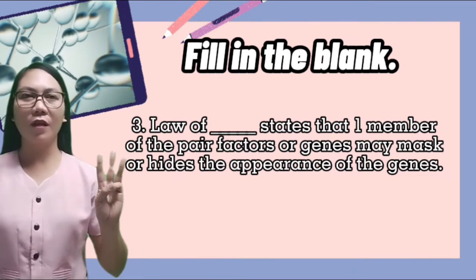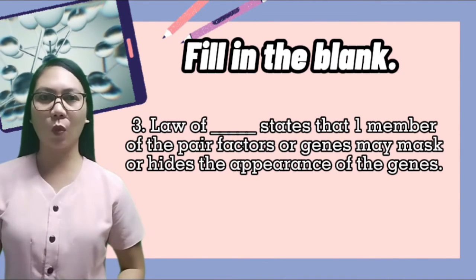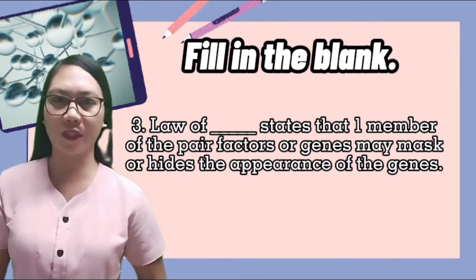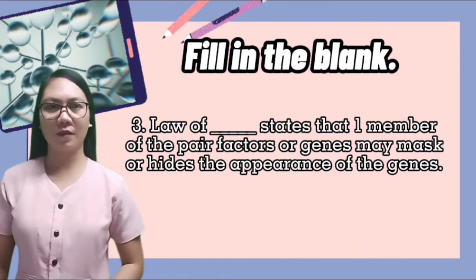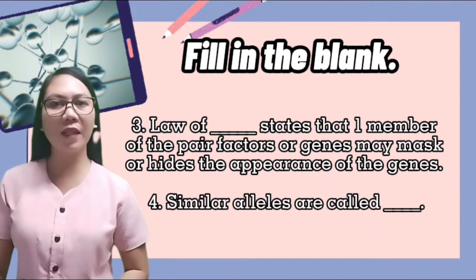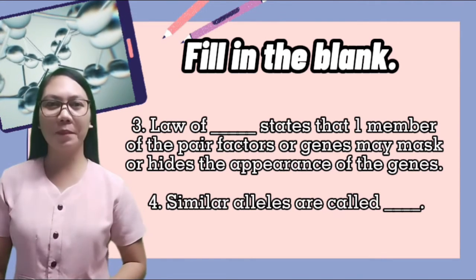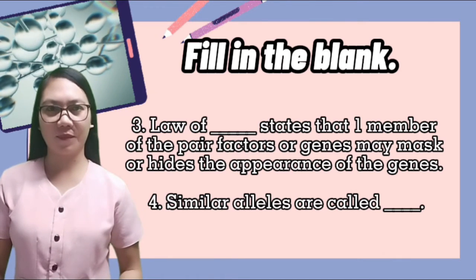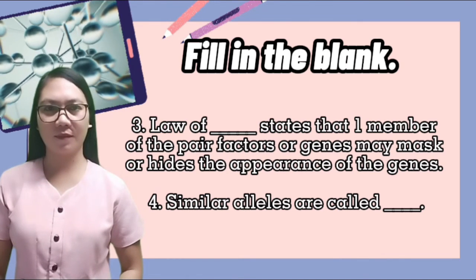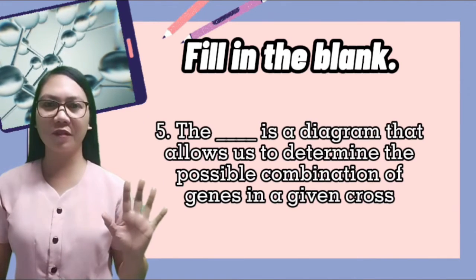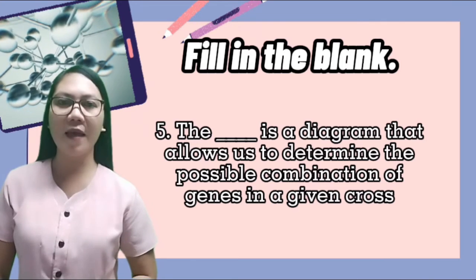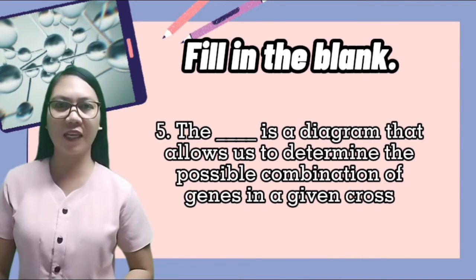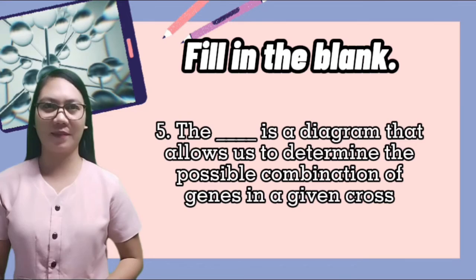Number 3, law of blank states that one member of the pair of factors or genes may mask or hide the appearance of the other. Number 4, identical alleles are called blank. And for number 5, the blank is a diagram that allows us to determine the possible combination of genes in a given cross. It's time to check your answers.